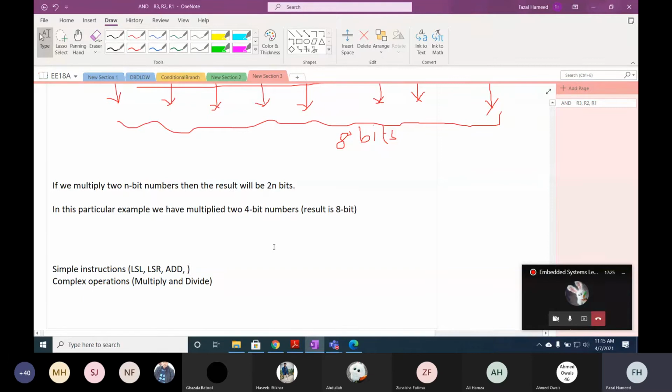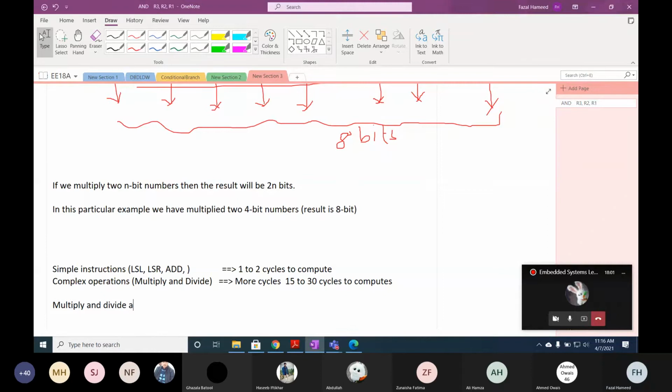Okay, so we have two types of instructions, simple instructions and complex instructions. The simple instructions typically take 1 to 2 cycles, and the complex operations like divide and multiply take more cycles, 15 to 30 cycles to compute. So which one is more expensive in terms of latency? Multiply and divide are more expensive in terms of what?